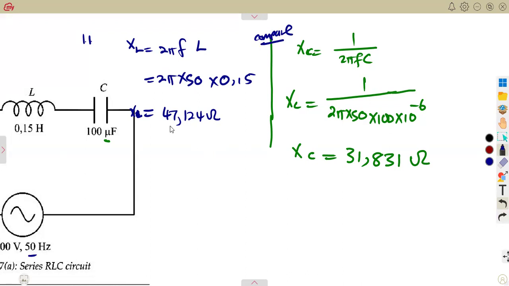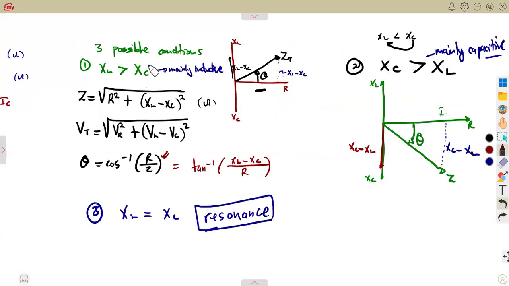So comparing these two, you have to see which one is bigger. We can see that XL is greater than this one. XL is bigger, this is 47, this is 31. So we can see that XL is greater than XC. So if XL is greater than XC, we are talking of a condition where our circuit is mainly inductive.